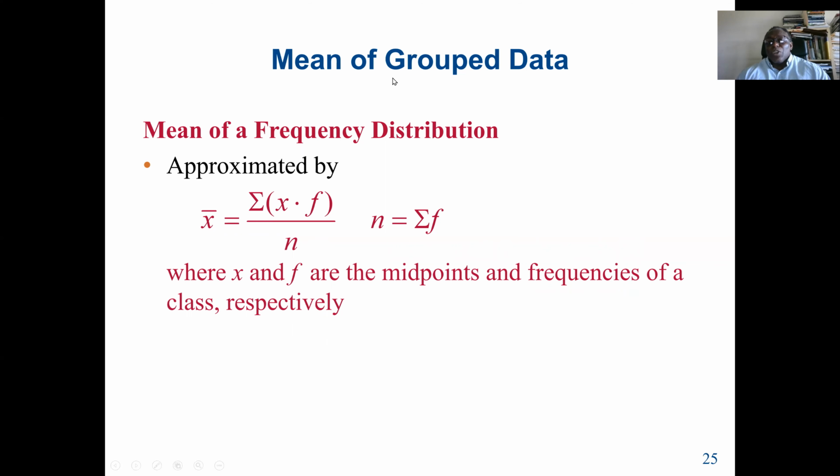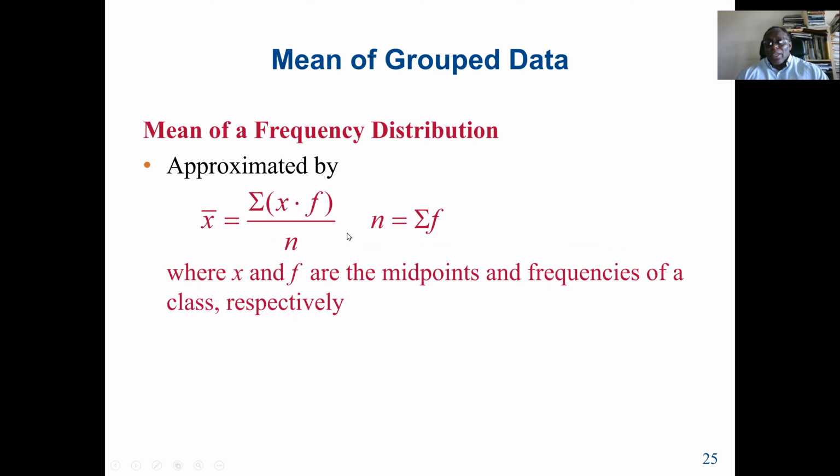So the mean of grouped data means the frequency, how many times that value appears, we multiply by the value. It's the same as if 3 appears 10 times: 3 plus 3 plus 3, ten times, will give me 30. Instead of writing that, we can just write 3 times 10. The 10 is the frequency, the F, how many times S came. And S is 3. And that's what we have here. Now, instead of dividing by N, we're supposed to divide by the sum of the F also.